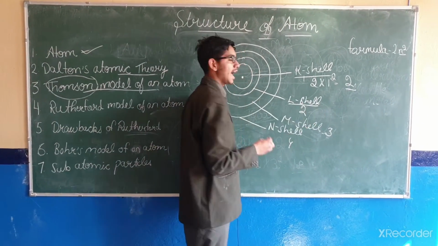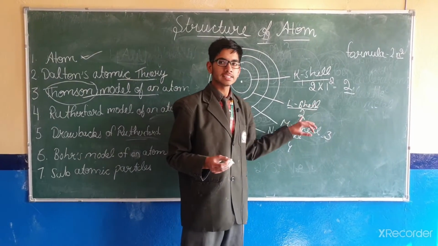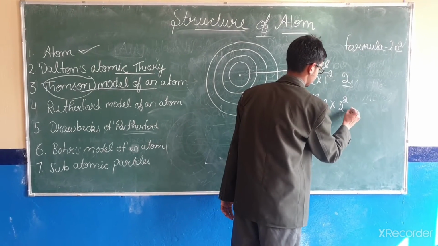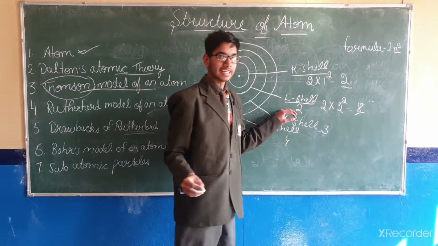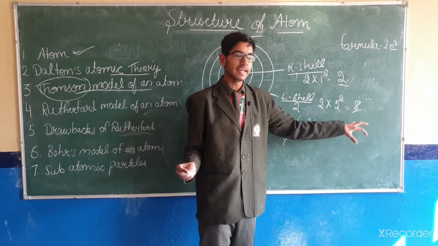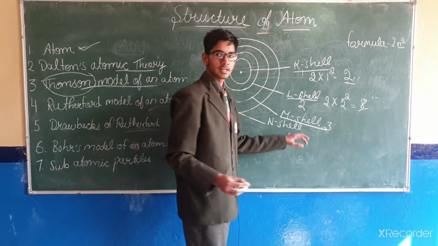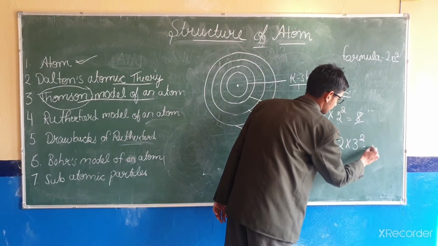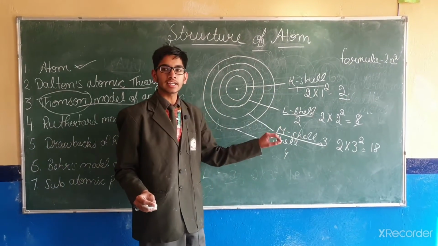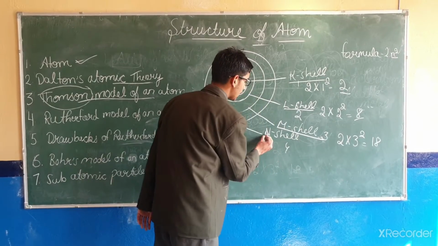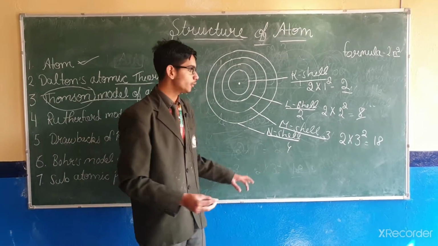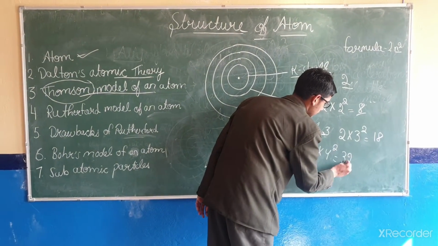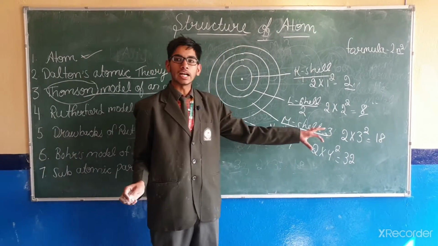Second one is L shell. As I told you, the value of n for L shell is 2. So the electrons are 8. In second or L shell, the electrons can be only 8. The value of n for third shell, that is M shell, is 3. So electrons are 18. In M shell, there can only be 18 electrons. Now N shell, the value of n for N shell is 4. So electrons are 32. In N shell, there can be only 32 electrons.